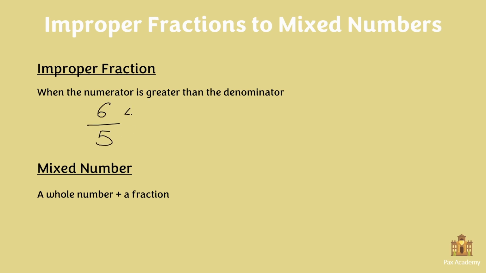As you can see, the numerator, which is the number on top, in this case is greater than the denominator, which is the number on the bottom. Therefore, this is an improper fraction.